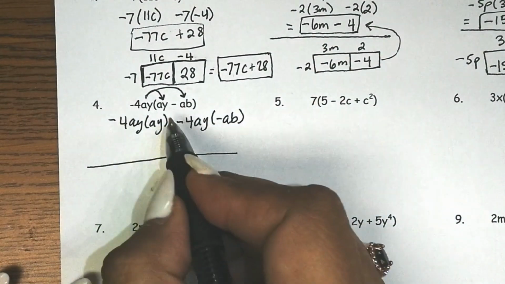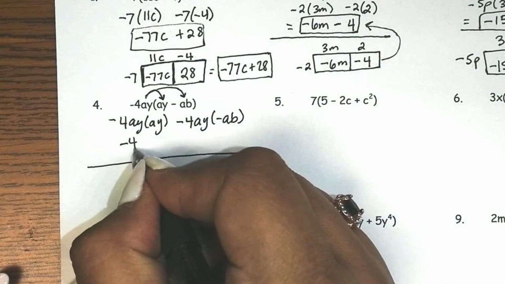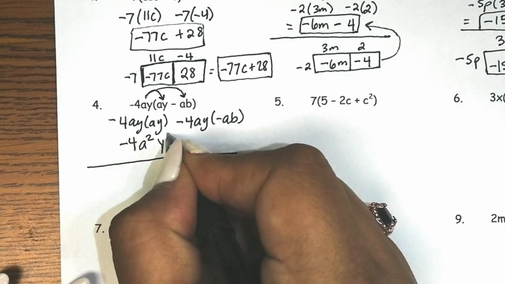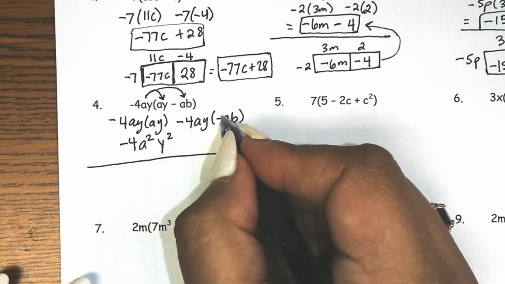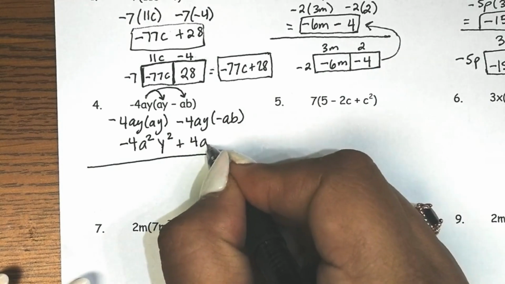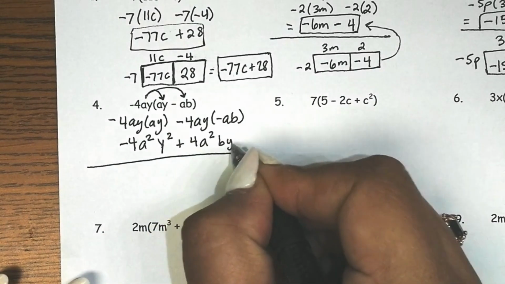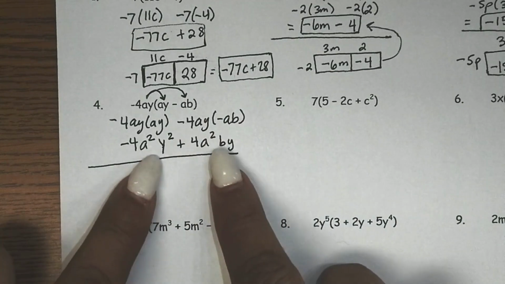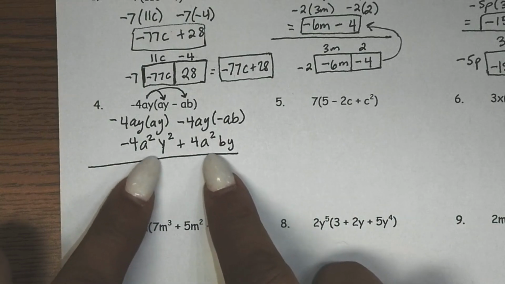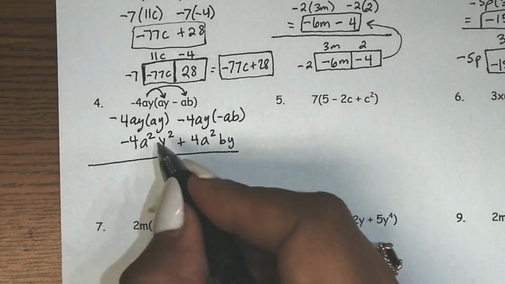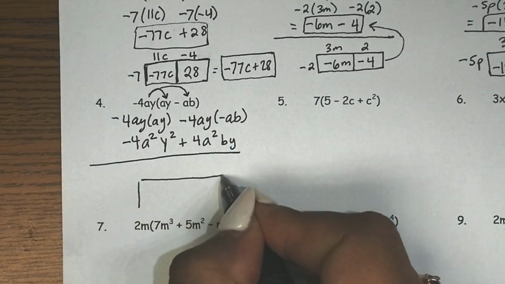Alright, let's go ahead and look at this first. We got negative 4, and then a times a is a squared, and y times y is y squared. Negative 4 times negative 1 is a positive 4. A times a is a squared, and then b, y, because they don't have anything to multiply to. Now these two are not like terms, so you can't combine these. Let's go ahead and do this as if you had the box.